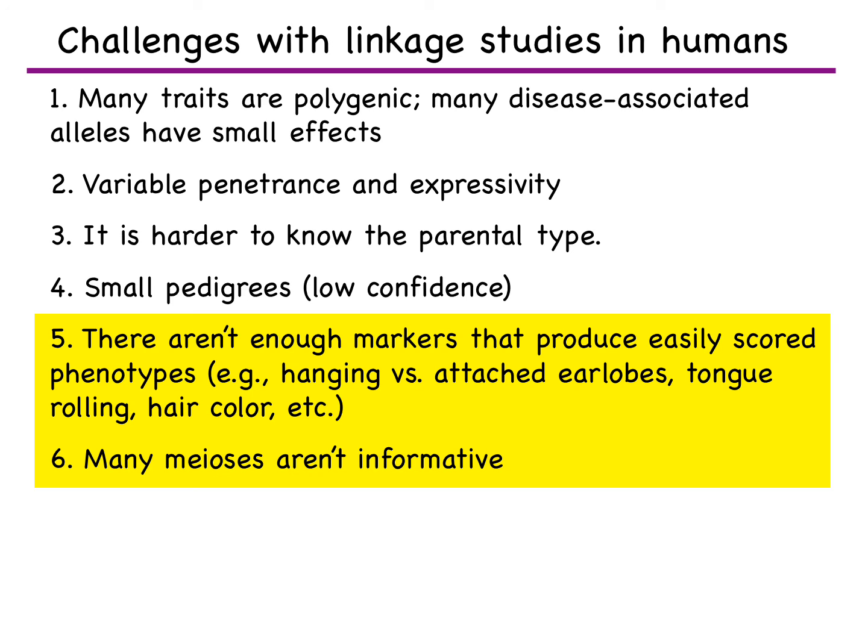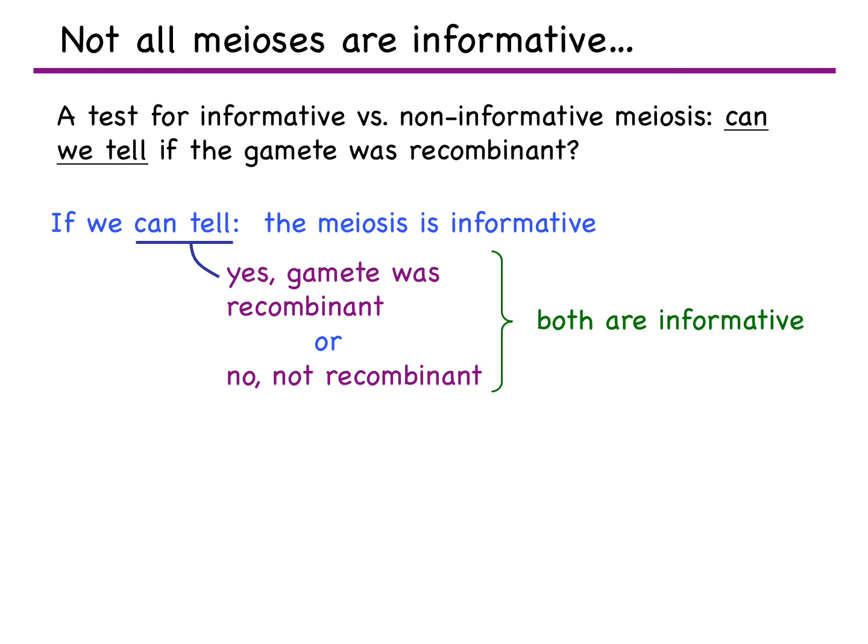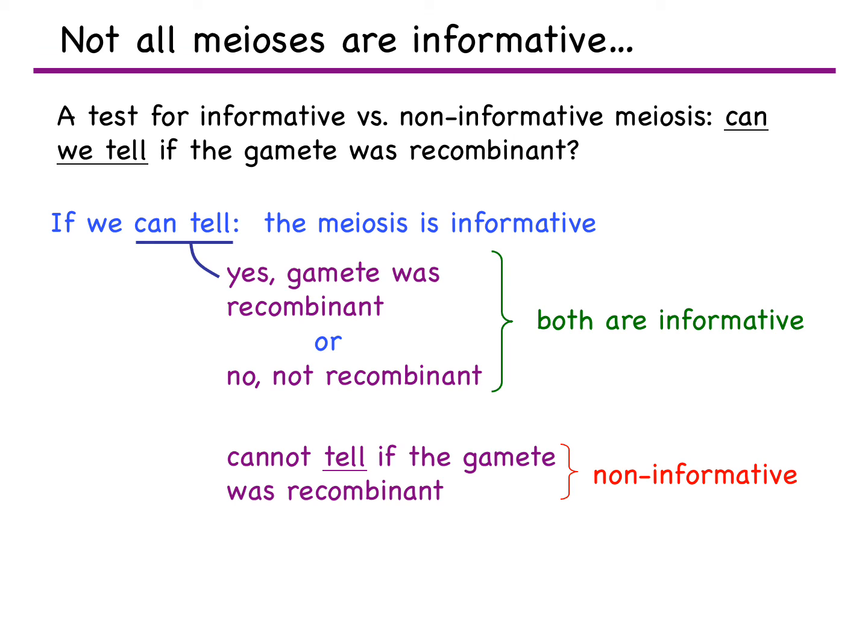versus a non-informative meiosis. So a test for informative versus non-informative meiosis is really asking, can we tell if the gamete was recombinant? It doesn't matter whether it was a recombinant or it wasn't a recombinant. It's just really asking if we can tell if the gamete was recombinant, okay? So if we can tell, the meiosis is informative. So yes, the gamete was recombinant, or no, not recombinant. Both are informative. If we cannot tell if the gamete was recombinant, then it's non-informative. That's really what it's asking. All right, so now I have a question.